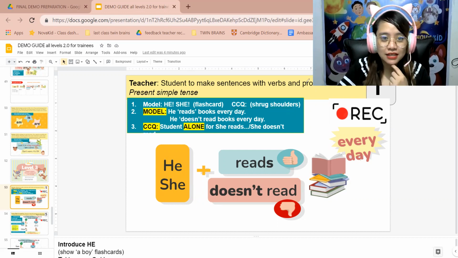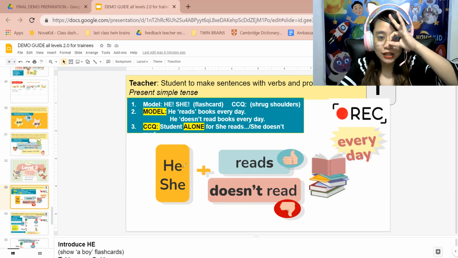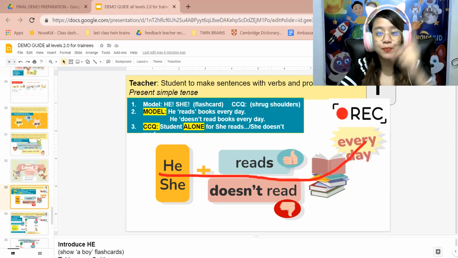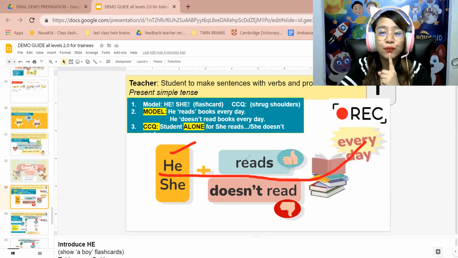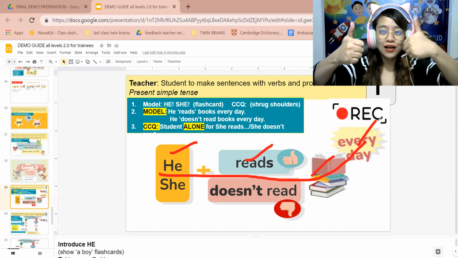Second is you model he reads books and he doesn't read books every day. So when you model, you just simply read a sentence and let the student repeat after you. Look, draw a line, speak. He reads books every day. He reads books every day. Well done.